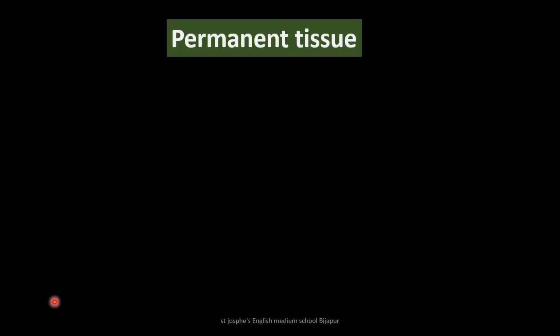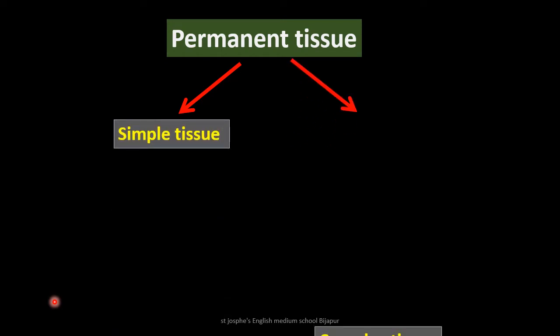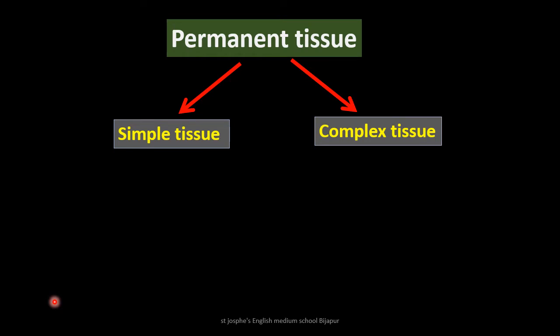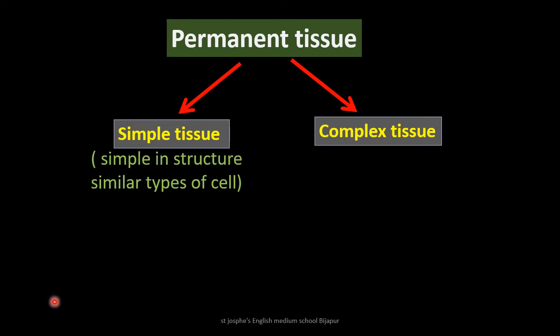So let us discuss the permanent tissues. Let us first see the flow chart of permanent tissue. These permanent tissues are of two types: simple and complex. Now, why is it called simple and why is it called complex? Simple, because they have a simple structure and similar types of cells.